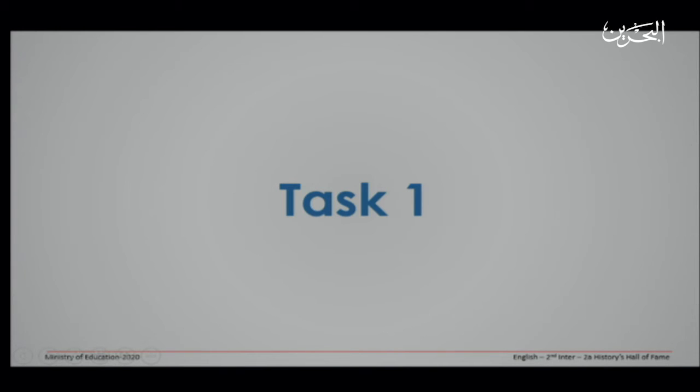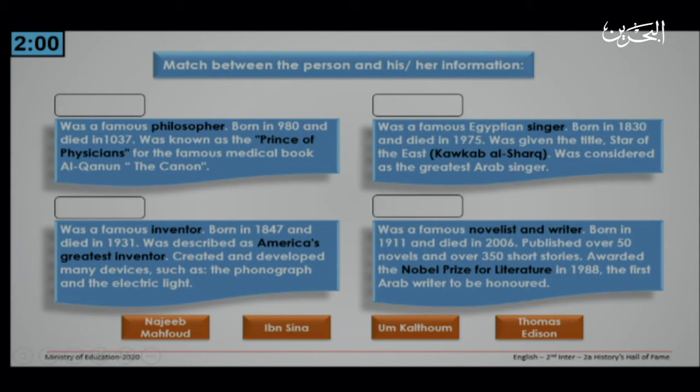Now we are ready for task one. Match between the person and his or her information. We have four famous people. Which piece of information do you think matches each one? Let's look at the pieces of information. Was a famous philosopher born in 980 and died in 1037, was known as the Prince of Physicians for the famous medical book Al-Qanun, the Canon.